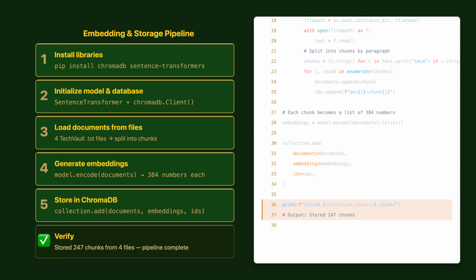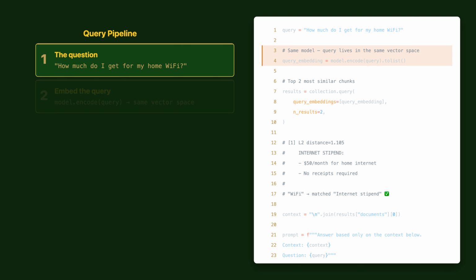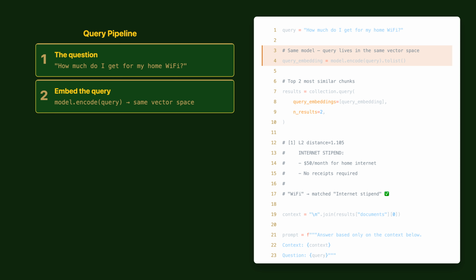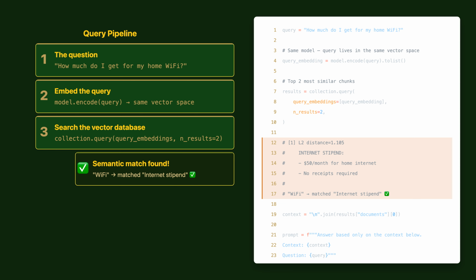Now, let's query it. Now ask it about Wi-Fi. The question becomes a vector. Same all-MiniLM-L6-v2 model, same vector space. That alignment is what makes the match possible. Collection.query takes that vector and returns the two closest chunks. Internet stipend, $50 per month. Wi-Fi and internet stipend share zero keywords. That was a pure semantic match.